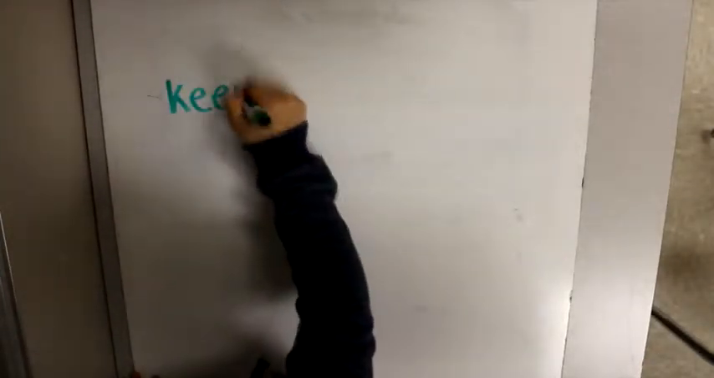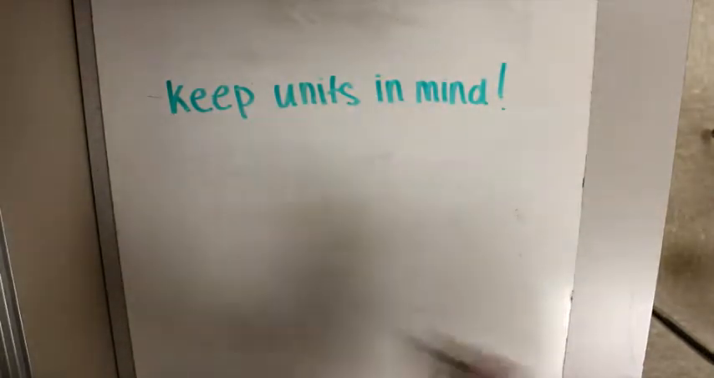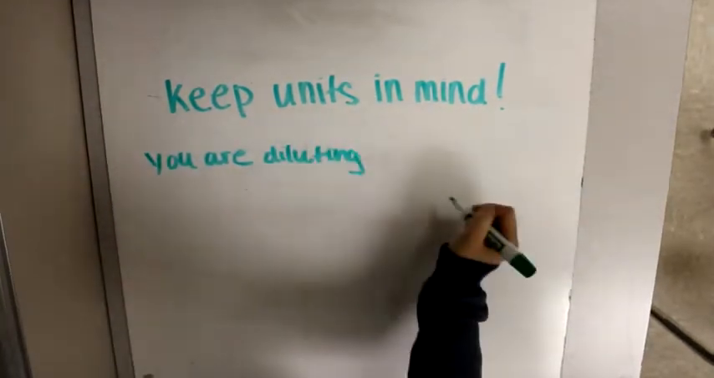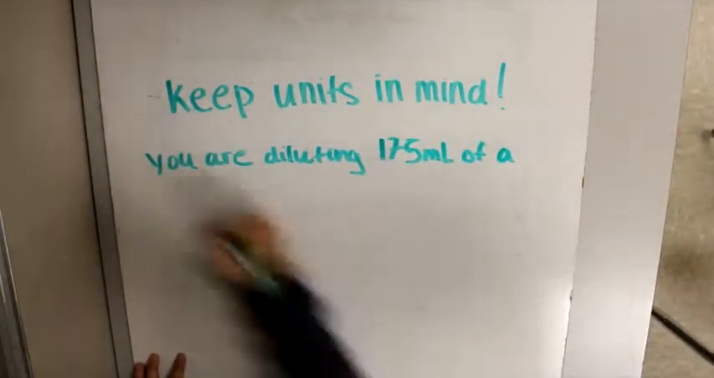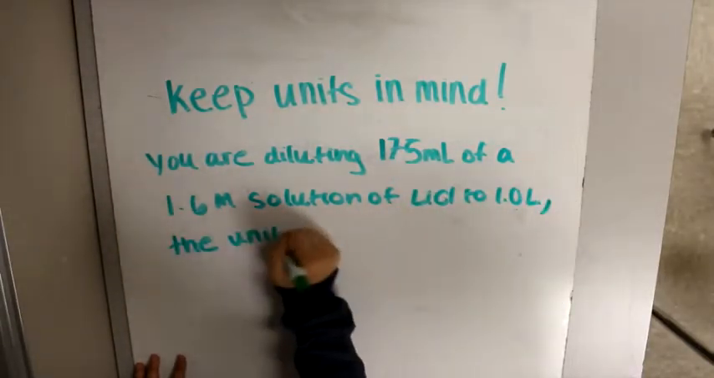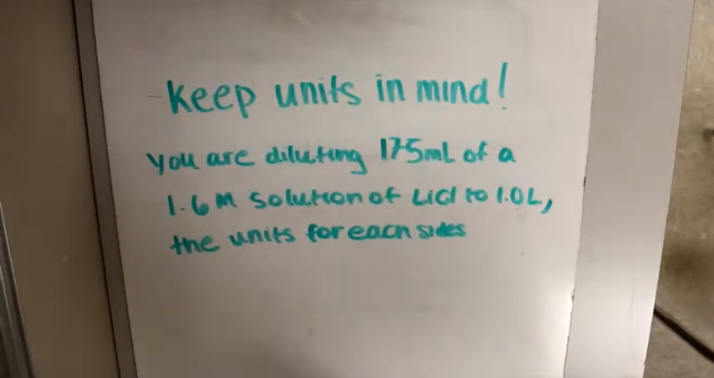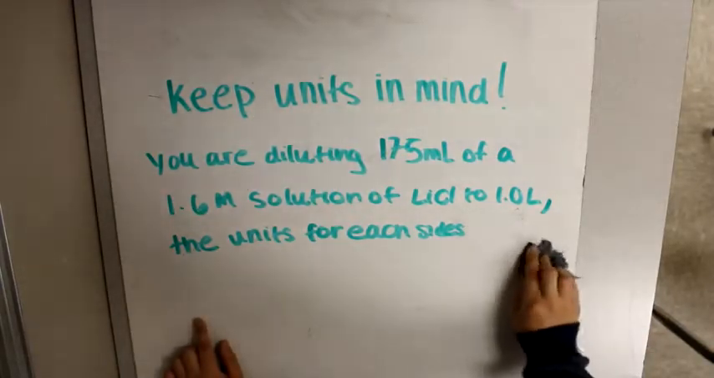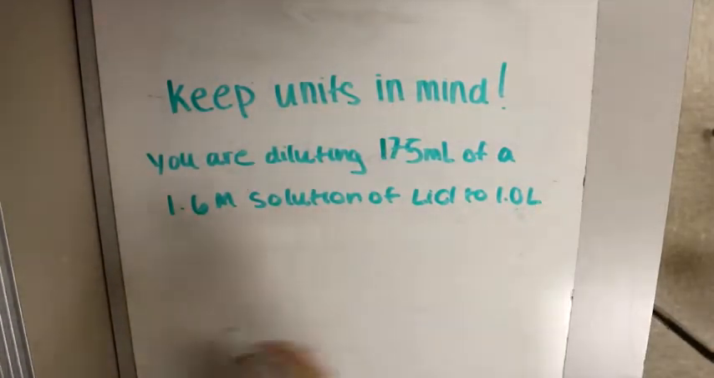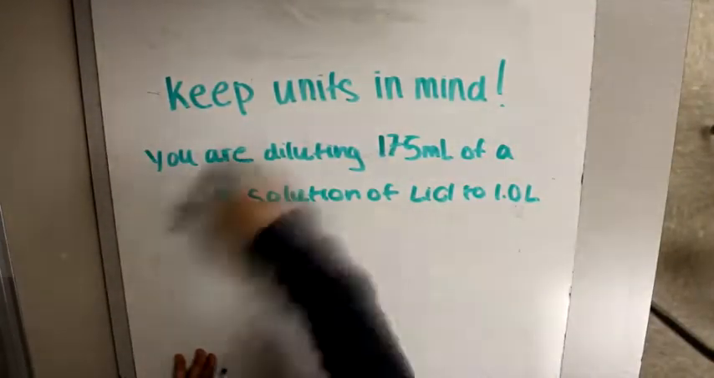When solving these problems, make sure you have the volume units in mind. The volume units should be consistent on each side to avoid wrong units in your final answer. For example, if you are diluting 175 milliliters of a 1.6 molarity solution of LiCl to 1 liter, the units for each side are inconsistent, so they require conversion. You can either convert 175 milliliters to 0.175 liters or convert 1 liter to 1,000 milliliters, depending on your preference. Either way works as long as both sides are the same. But in this case, we will convert 1 liter to 1,000 milliliters.